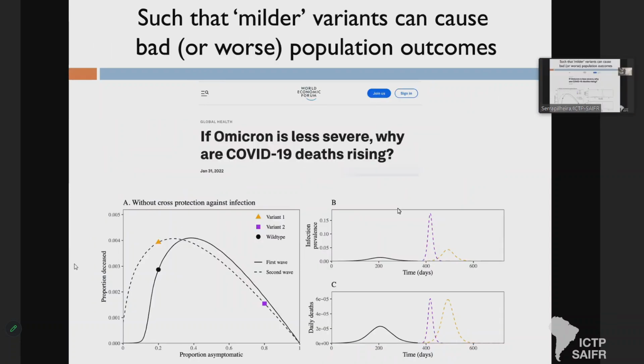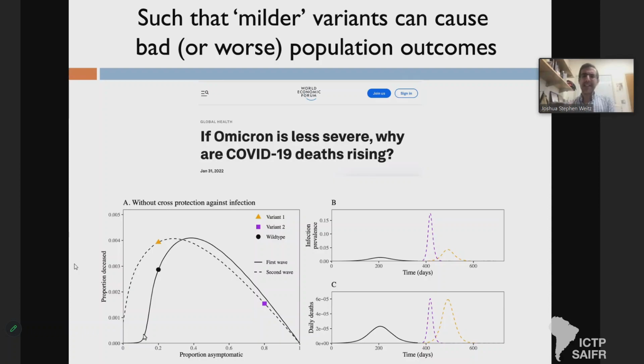That's good. So we did consider what would happen with some sort of either vaccine or a second wave or a type in which some proportion of the population had already been infected, has some immunity. And it tries to address this question of, if Omicron is less severe, why could COVID-19's deaths rise? Why are mild variants worse at population levels? And the reason has altogether to do with transmission.